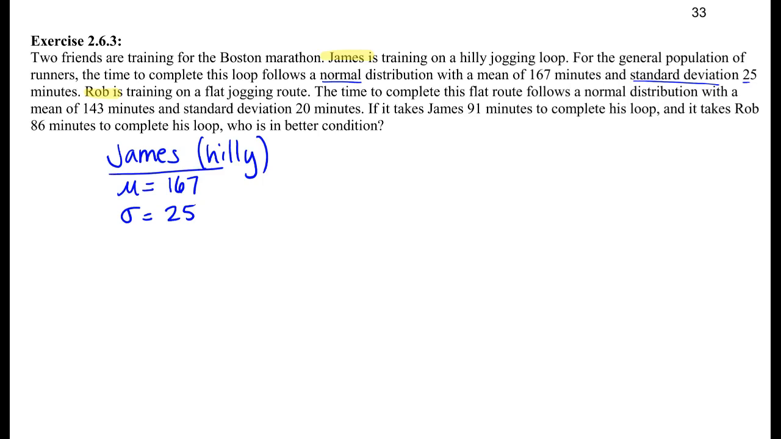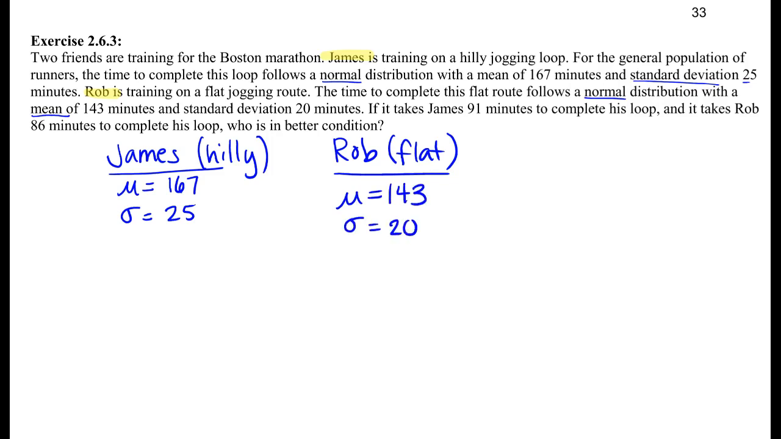All right. Rob, on his flat jogging route, well, the time it takes to complete this route also follows a normal distribution with a mean, or mu, of 143 and a standard deviation of 20. If it takes James 91 minutes, all right, so now we know James's actual time to complete this, and it takes Rob 86 minutes, who is in better condition?